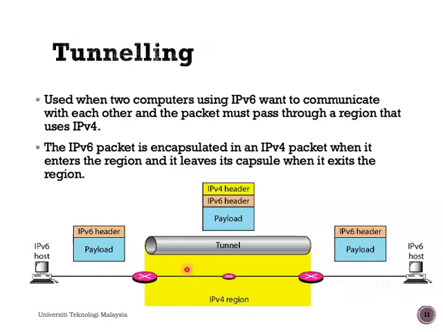And let's say the intermediate routers here will treat this packet just like any other datagram, meaning that they are not aware that this IPv4 datagram contains a complete IPv6 datagram, that it was originally an IPv6 datagram.